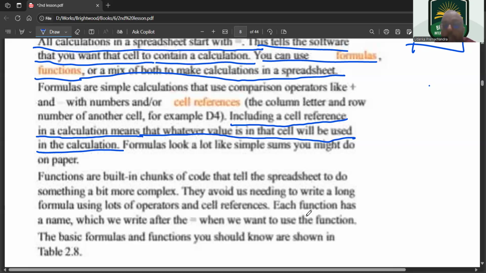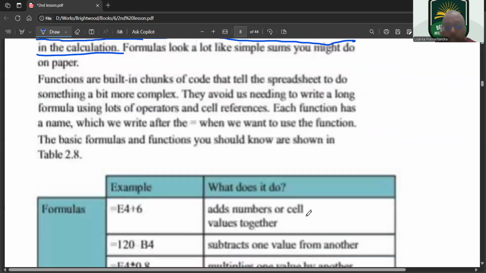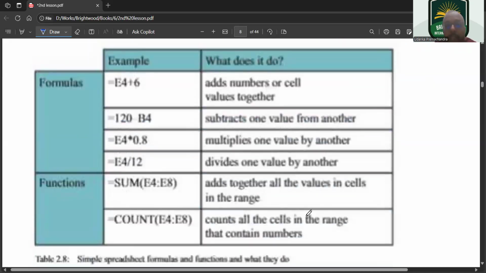So when we want to use a function, the basic formulas and functions you should know are shown in the table. Here they are having some formulas with their options. Look at the first one. They are taking E4 plus 6.